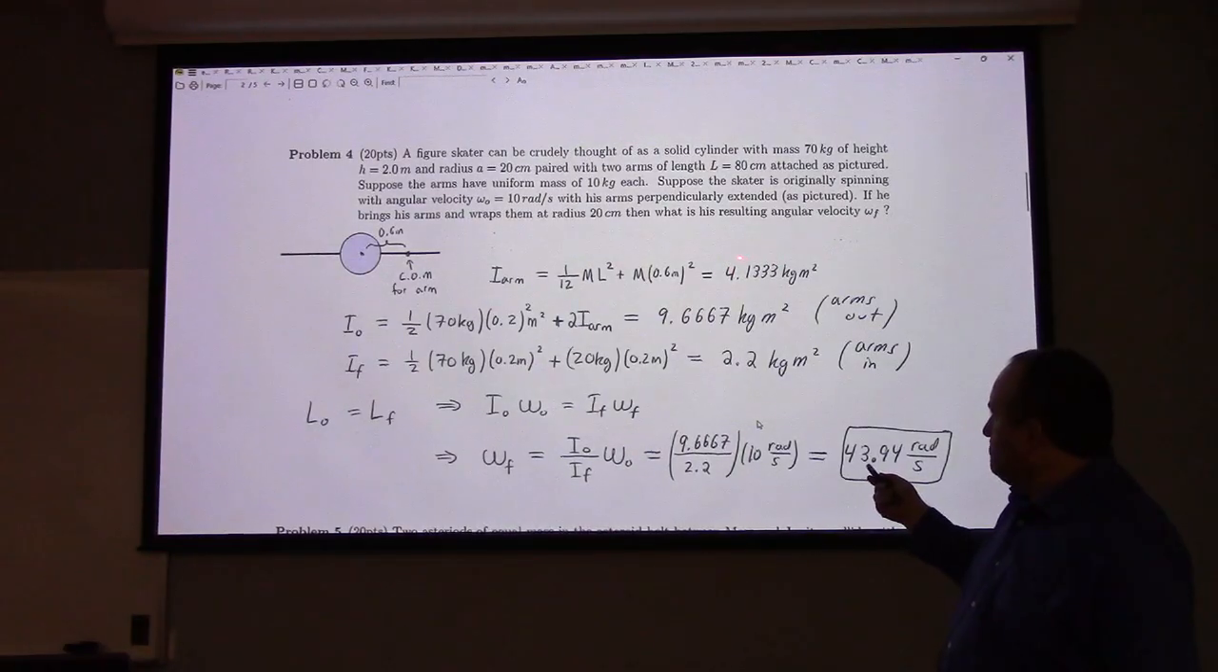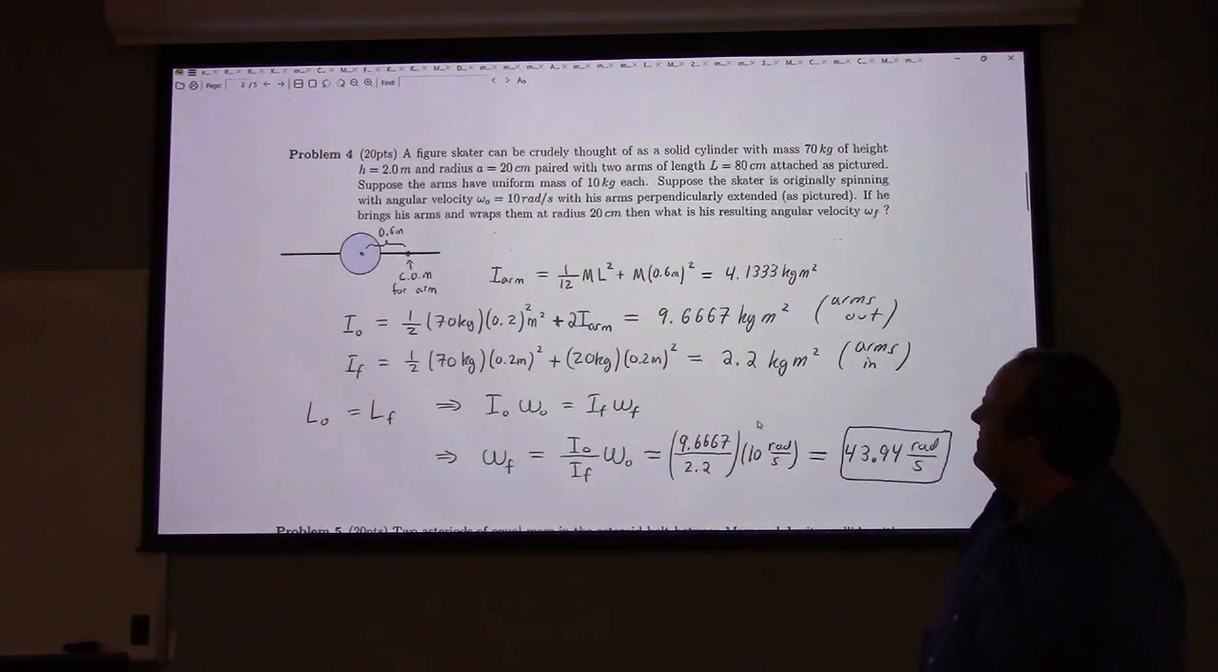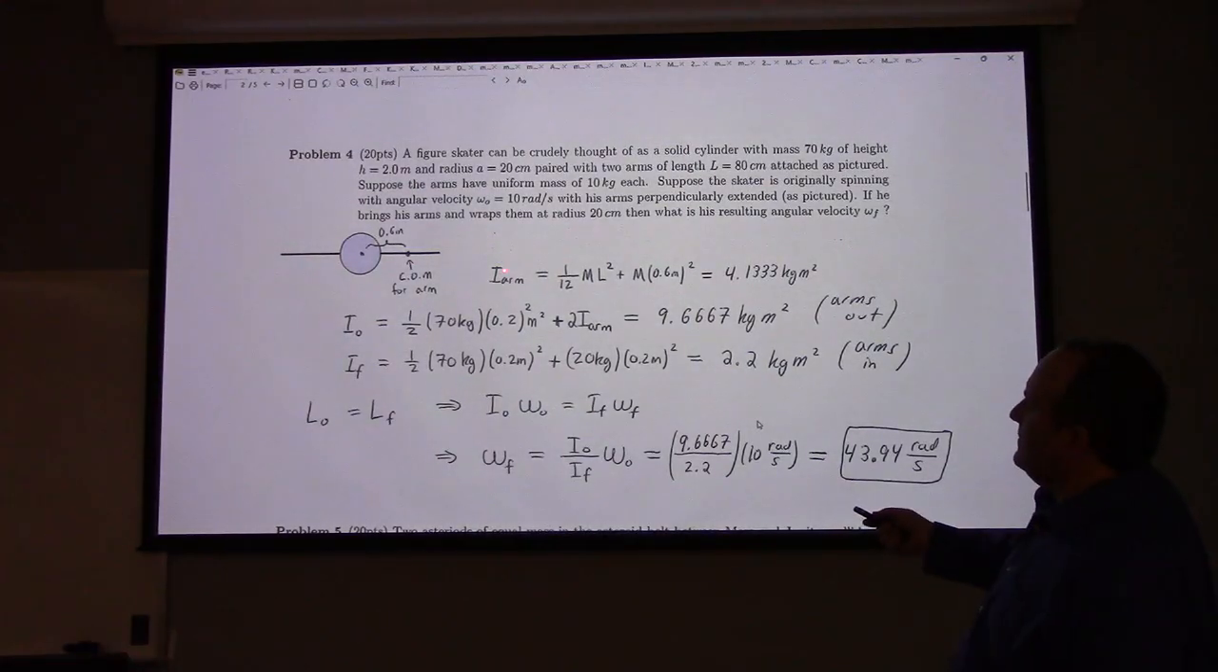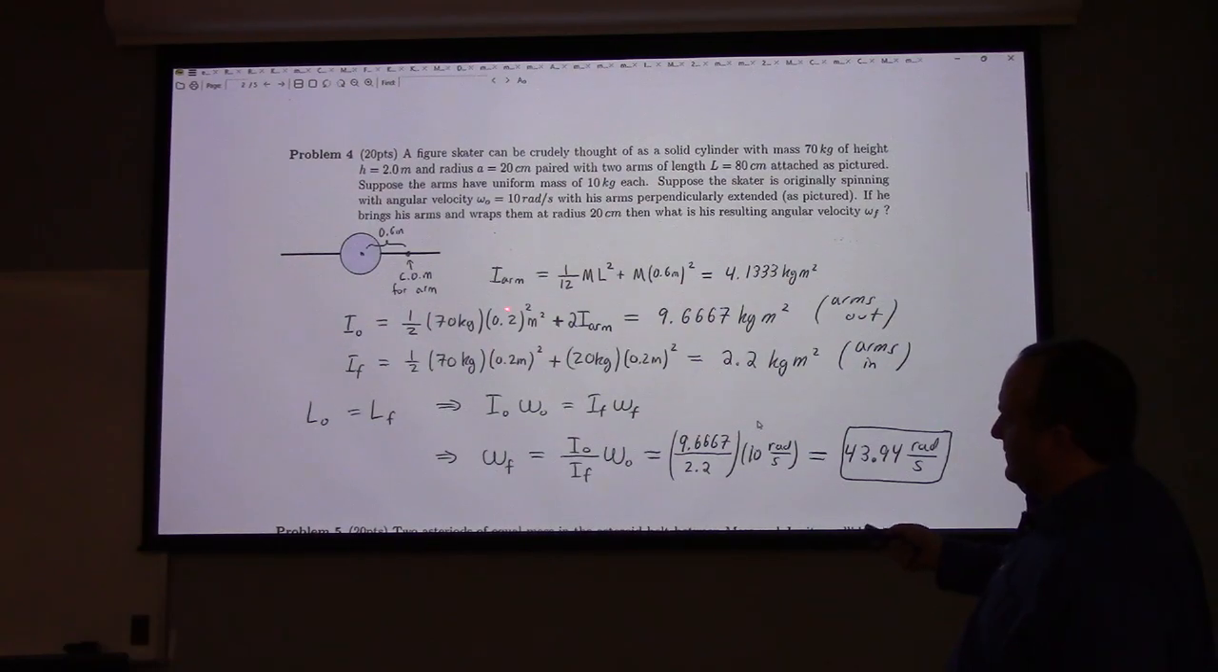So I feel like I need 2 of those, though. Oh, that's the moment of inertia of a single arm. I had the 2's down here. So this is the moment of inertia of the torso, let's say, and the moment of inertia of the arms, so I get a net of that.